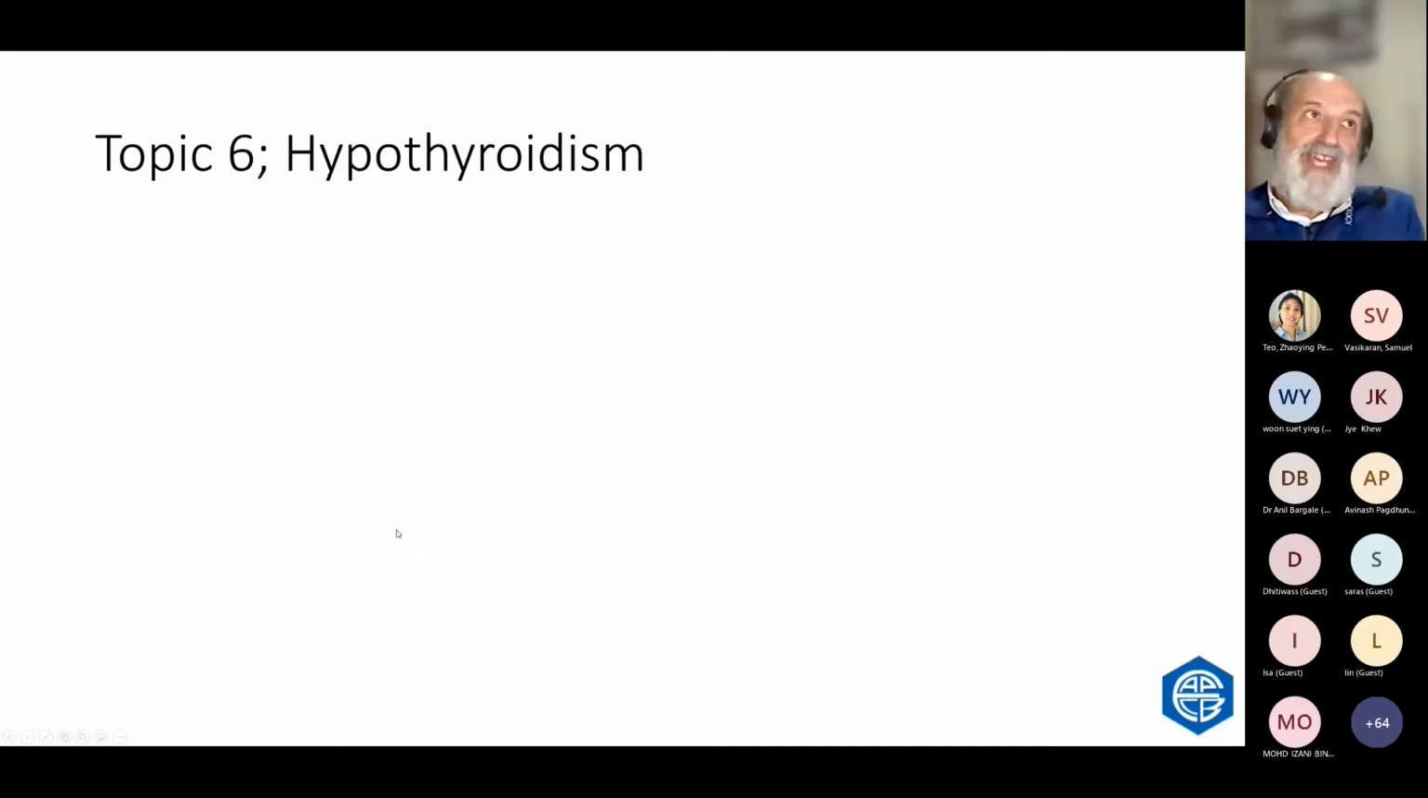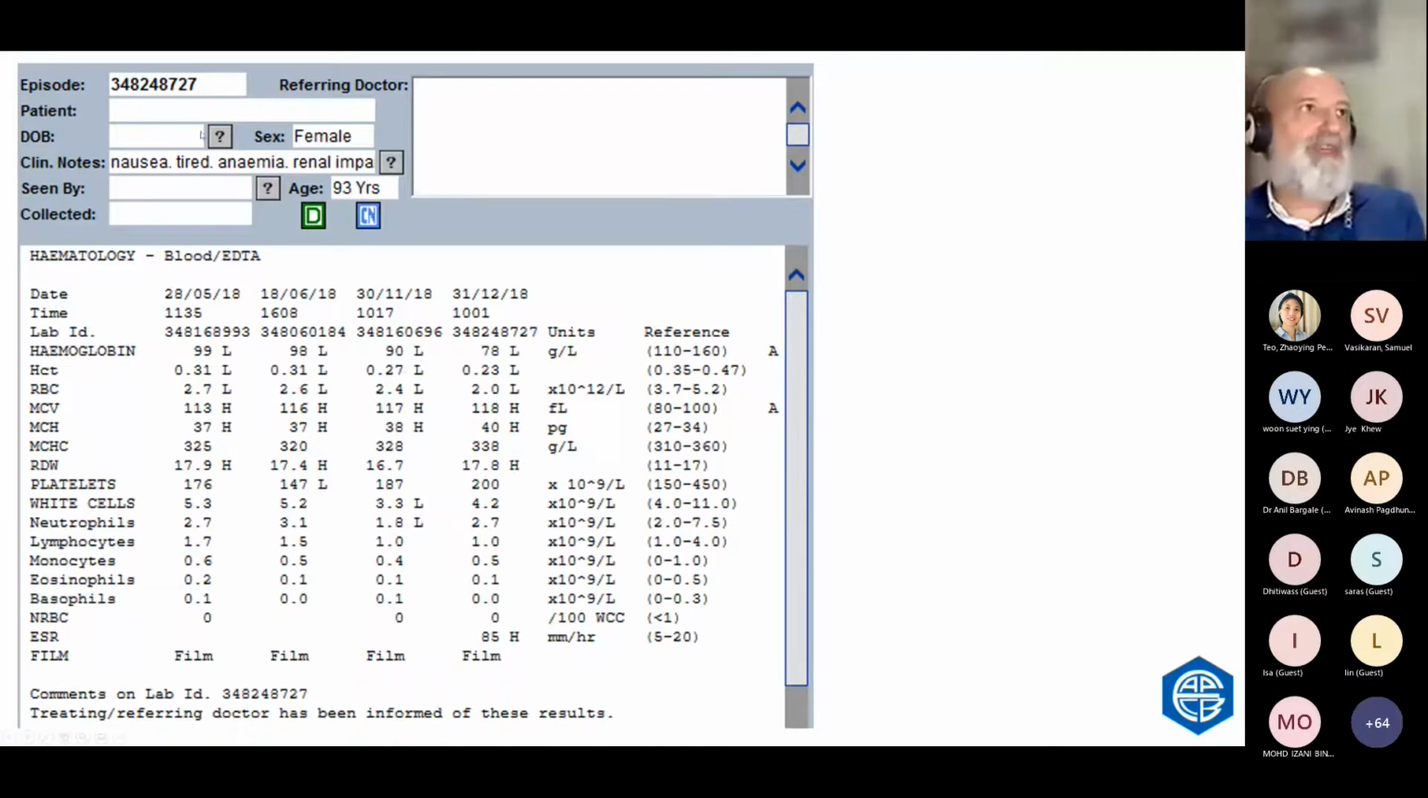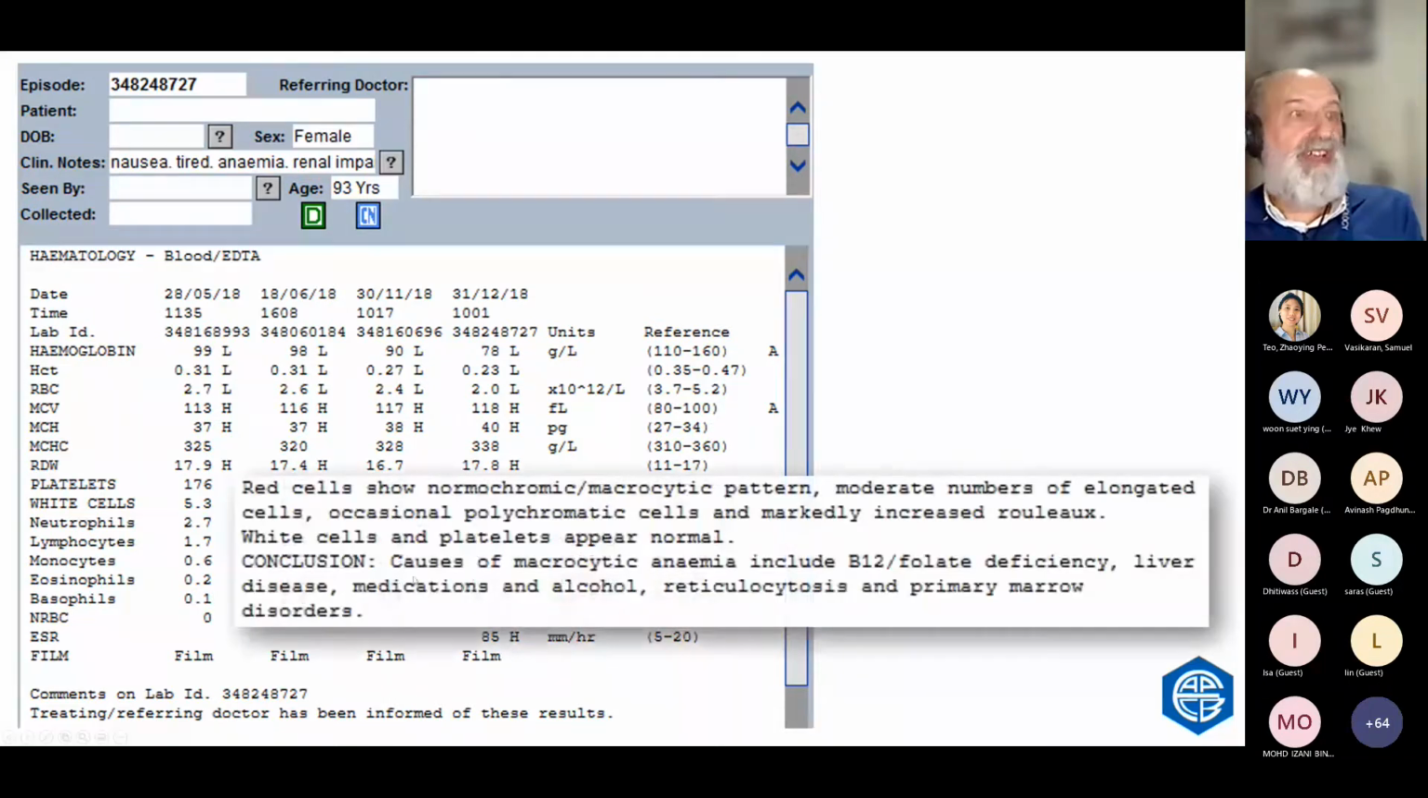Another cause of anemia, usually said to be macrocytic anemia, is hypothyroidism. So here's a woman who's tired and anemic. She's got a low hemoglobin. It's severely macrocytic. ESR elevated, which is interesting. So the doctor thought, if she's anemic and macrocytic, it says in the hematology report, consider B12 folate deficiency. It doesn't actually mention thyroid disease at all.